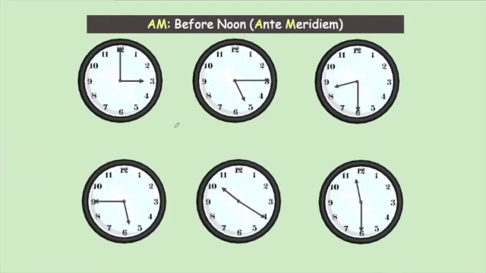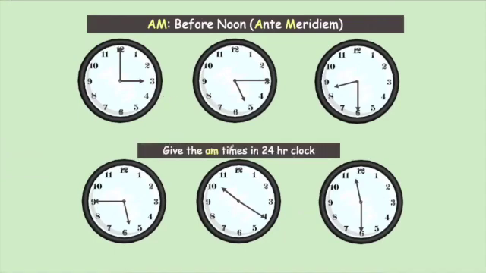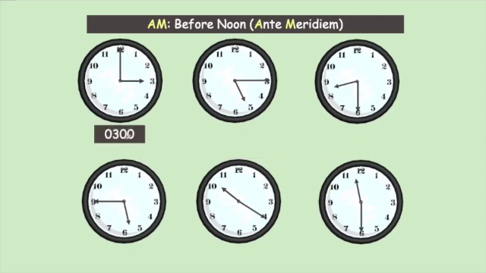Now here is another example. All this time is representing AM, before noon. It is a condition given in the question. If these are times representing before noon, how do we write them in 24-hour clock? Because it is AM, we should not add 12 to the hours. So it is 300, so 0300, because we need to make it 4 digits.